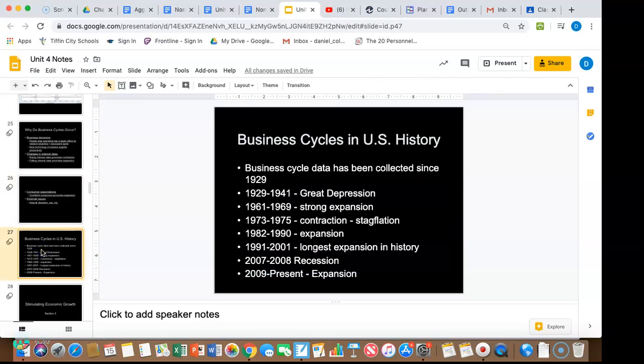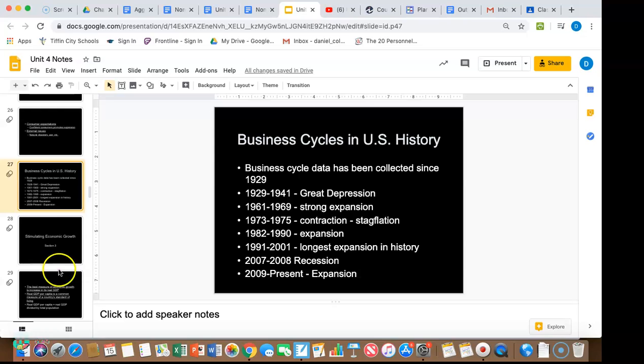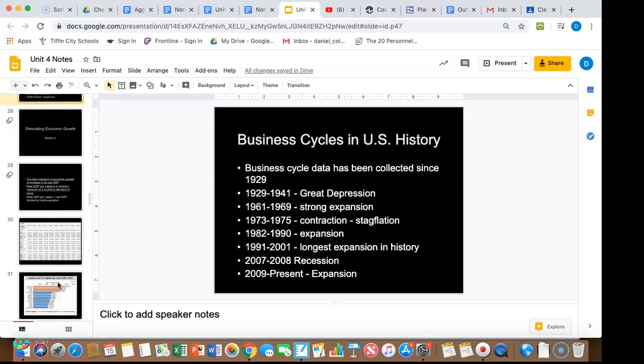Okay, I have a list here of some examples of ones. Obviously, the biggest contraction in our country's history was the Great Depression, but we will study more of these as we go later on. So you guys can kind of ignore that for now, and then I'll let you read these last couple slides on your own. I don't ask about them a whole lot.